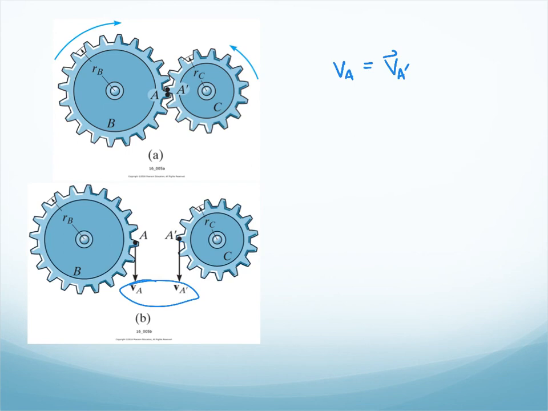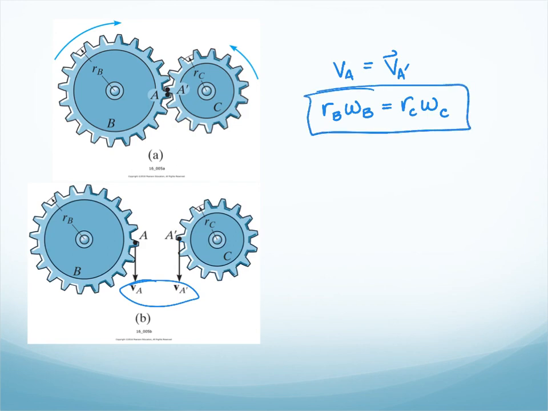So for the left-hand gear, that's actually going to be a product of the radius times its angular rotation rate, which I'm going to call omega b. And on the right-hand side, it's the radius of that gear times its rotational rate. And so that is how I'm going to relate those two.